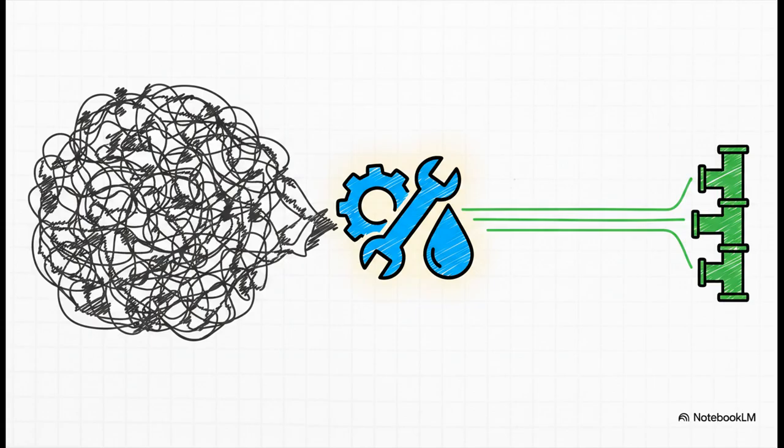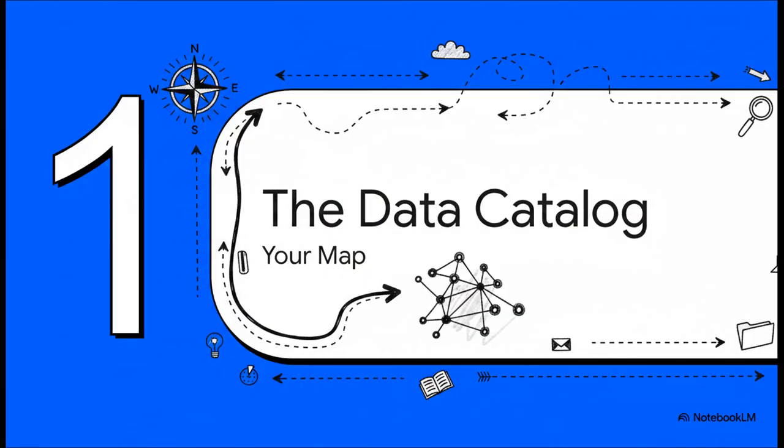Well, that is exactly the problem AWS Glue was built to solve. Think of it as a serverless toolkit that gives you everything you need to wrangle all that modern data complexity, but without all the usual headaches. So let's open up this toolkit, shall we? The very first tool we're going to pull out is the data catalog. And the best way to think about this is as your map.